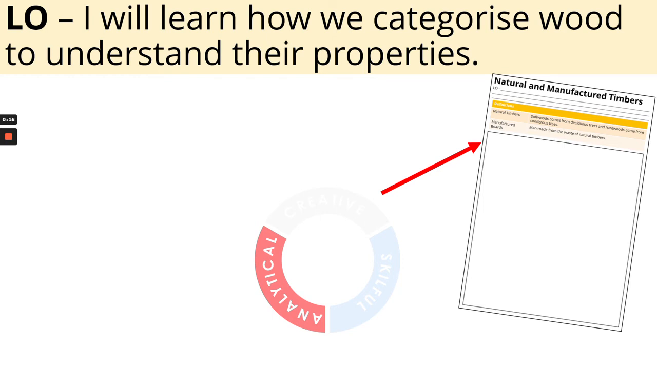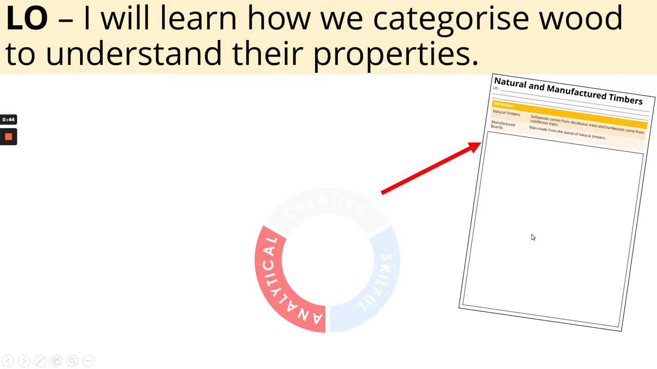So can you turn to this page in your booklet and write down the learning objective, which is: I will learn how we categorize wood to understand their working properties. Fantastic. On this page, you are going to need the top half for natural timbers, and the bottom half we're going to use for manufactured boards.